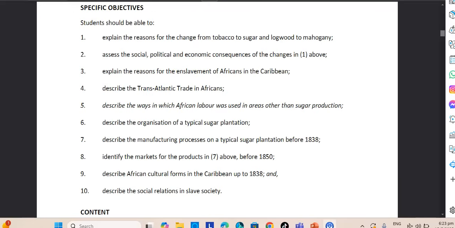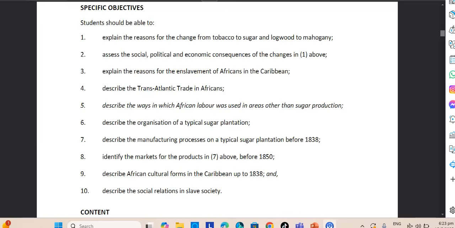Economic consequences: sugar and mahogany became highly profitable exports, linking the Caribbean to the triangular trade system. Caribbean colonies became central to the global economy, feeding European wealth.